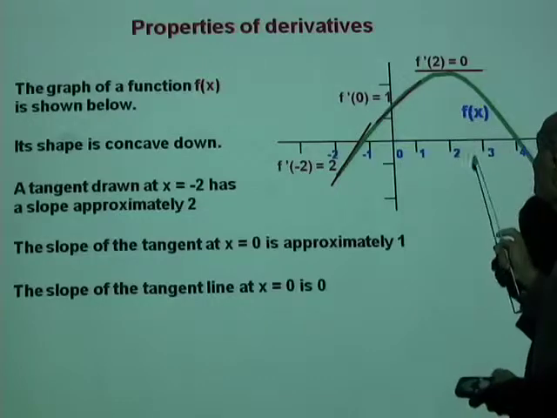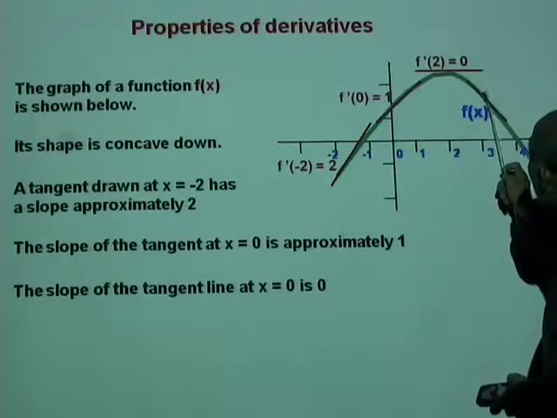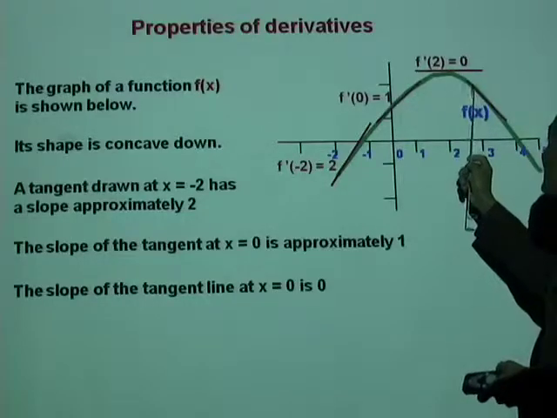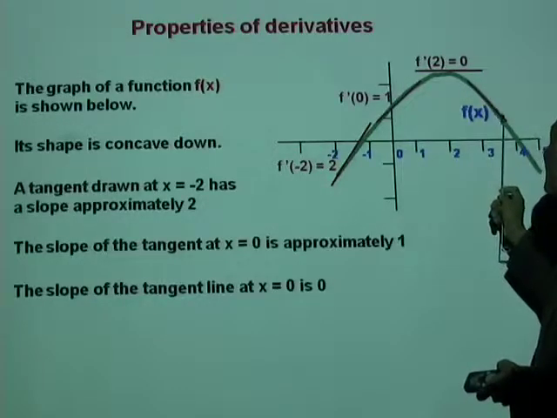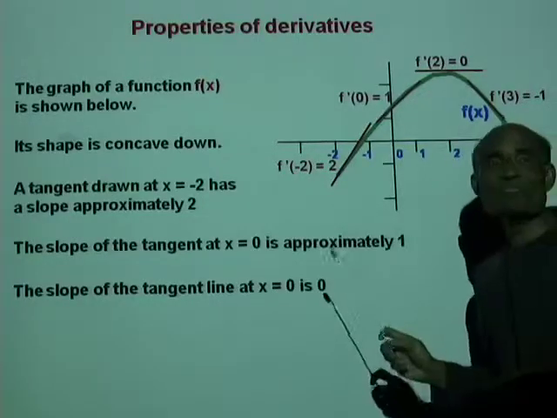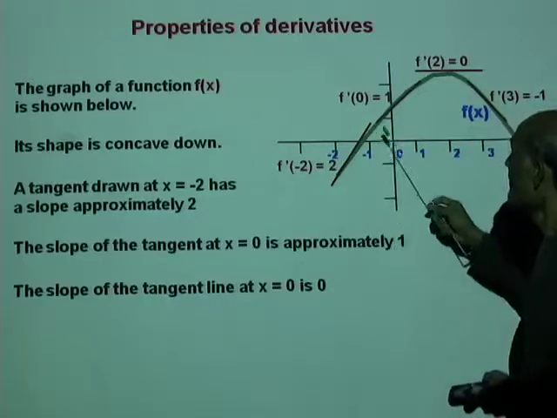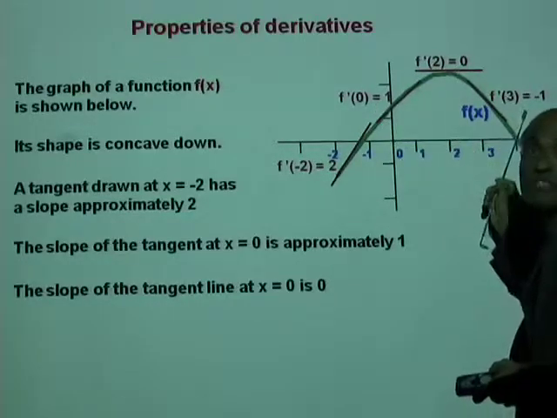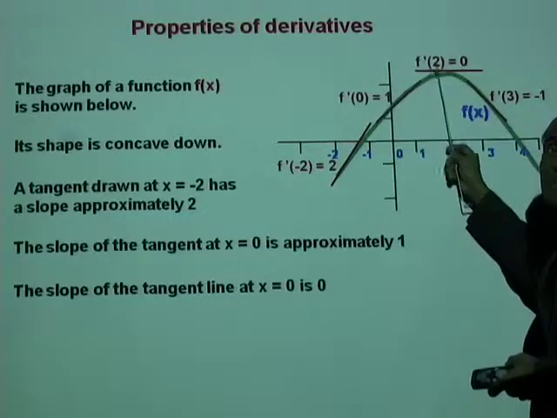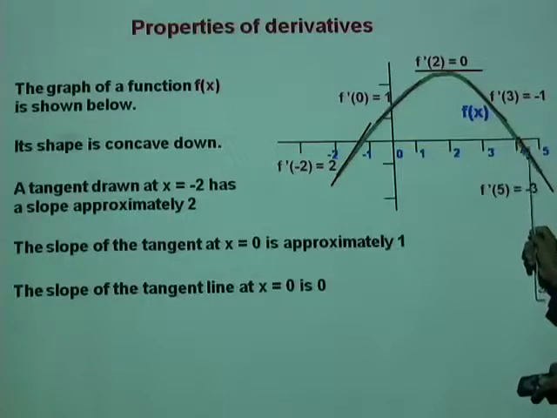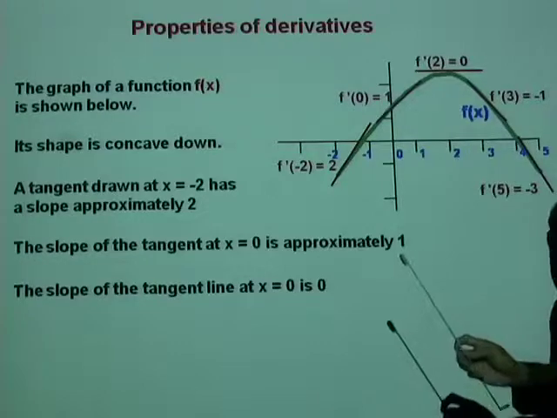Alright, let's do another one. At x equal to 3, I have drawn a tangent line. Can you see that tangent line here? It's rather difficult for you to see, I think. Now, the slope of that is approximately -1. Now, look at that slope: 2, 1, 0, -1. The slope is steadily decreasing. And if you draw the tangent line at x equal to 5, that will give you the slope is -3.